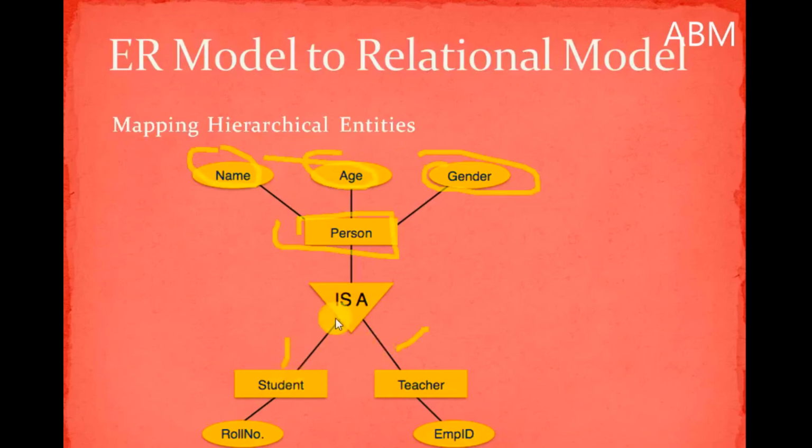So when these are inherited from the person, it means that every attribute of the person is also inherited. We add only the roll number to the student, and it also means that the student also has the name, the age, and the gender, because all the attributes of the person have been inherited. The same goes for the teacher, which has its own employee ID, and all the other data, for example name, age, and gender, is inherited from the specialized entity, which is a person.